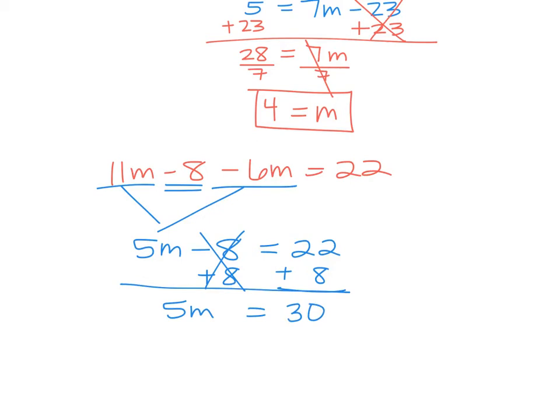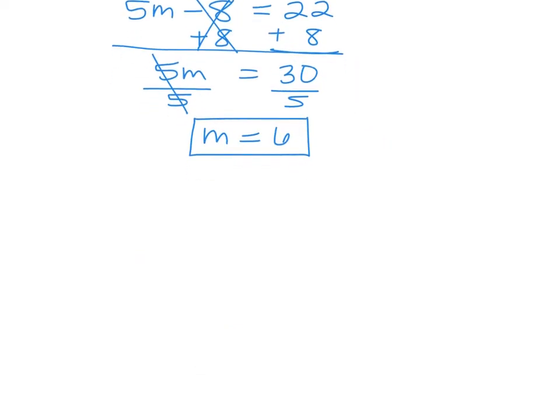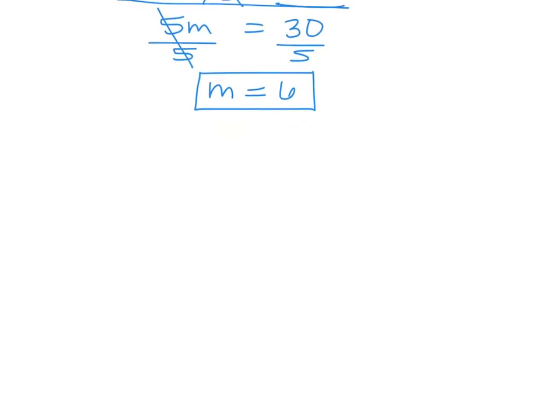What do I do next? Divide by what? Right, divide by 5. So divide by 5 here, divide by 5 here. I get m equals, what's 30 divided by 5? 6. Okay, so combining like terms. Good with that? Yes. You guys are excellent. You are excellent.